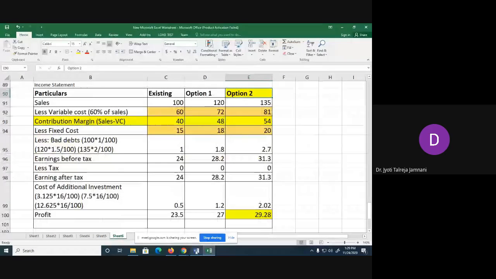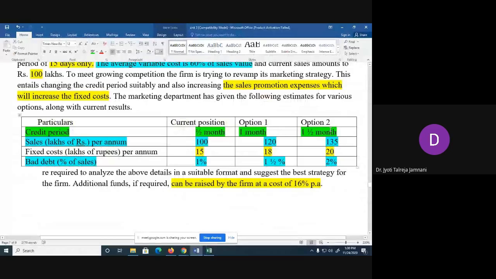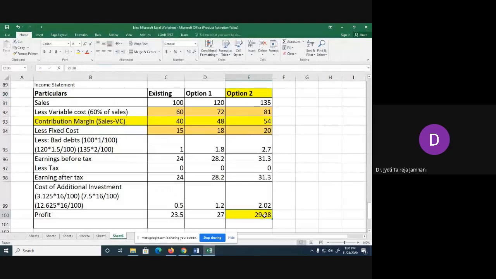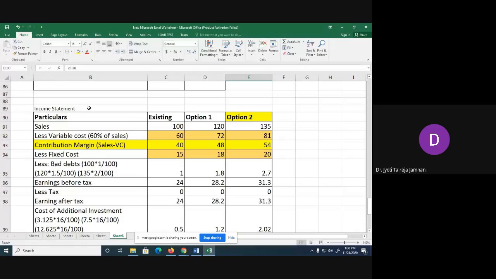That means the company can extend credit of up to 1.5 months, because when they do that, they get the highest profit of 29,28,000. 29.28 lakhs it is. So it's nothing but 29,28,000. Here you can write somewhere amounts in lakh. That means these are all in lakhs.